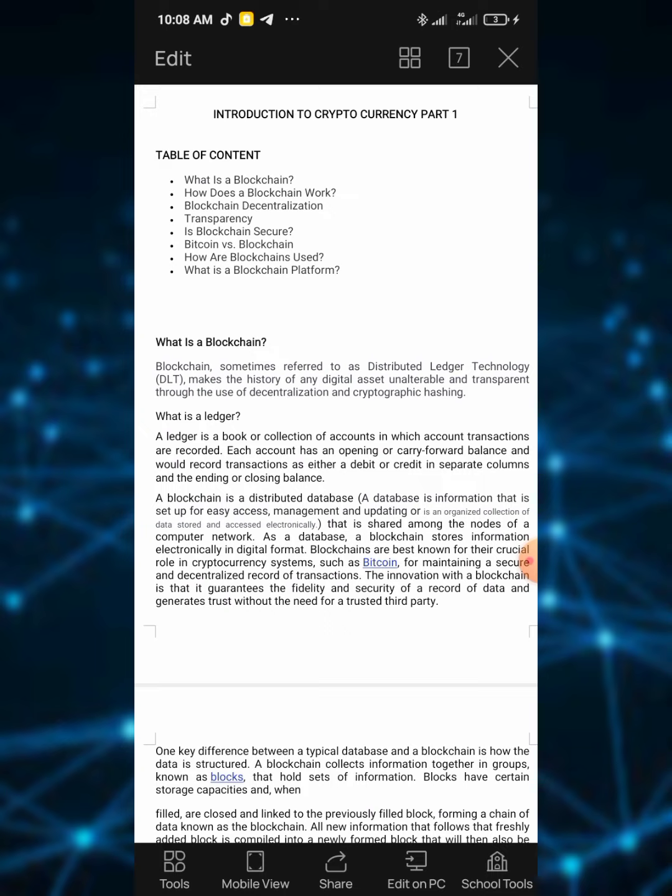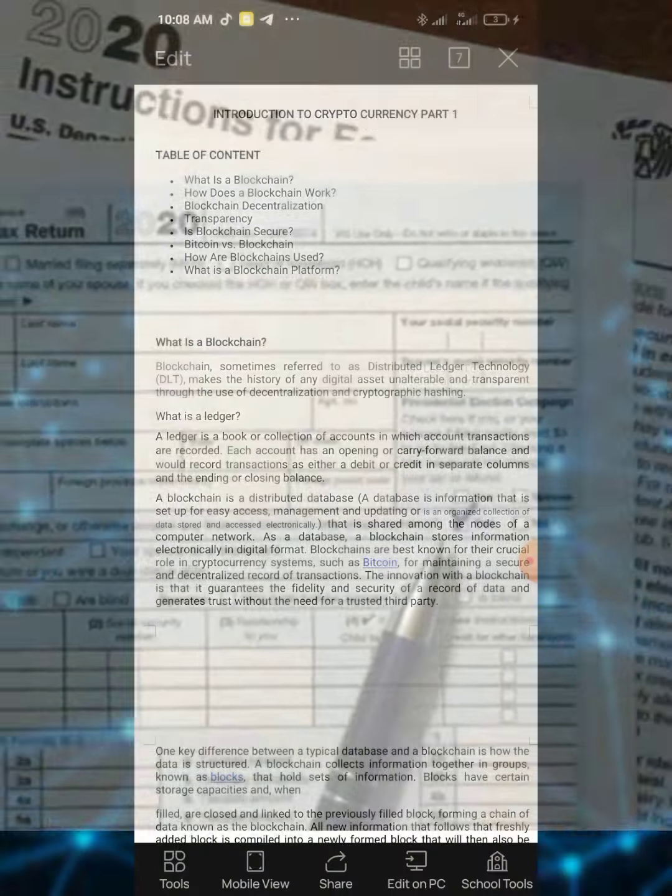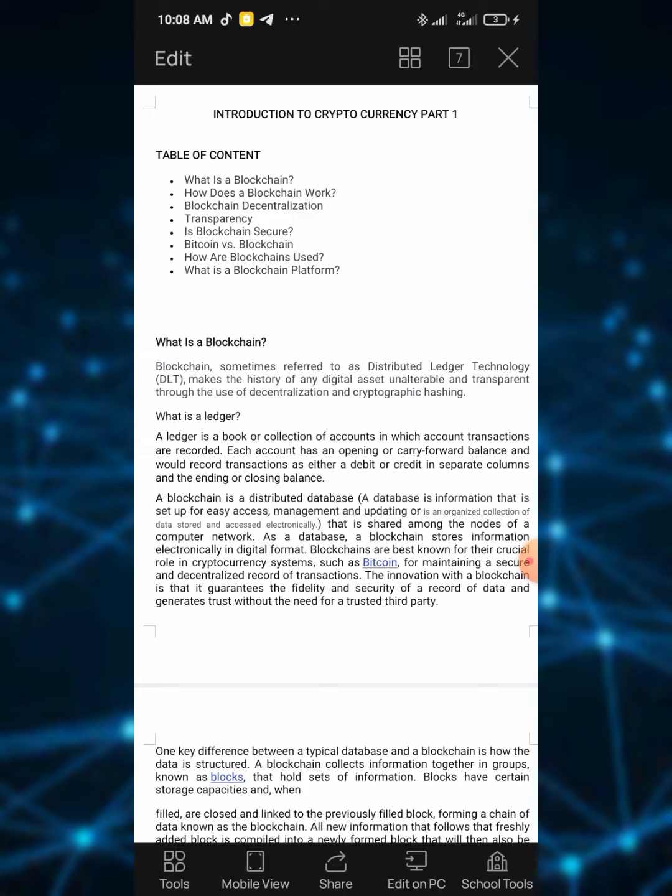Blockchain is kind of similar to a normal business ledger. A business ledger is a book or a collection of accounts in which transactions are recorded. Each account has an opening or a carried forward balance, and would record transactions as either a debit or a credit in separate columns, and the ending or closing balance.